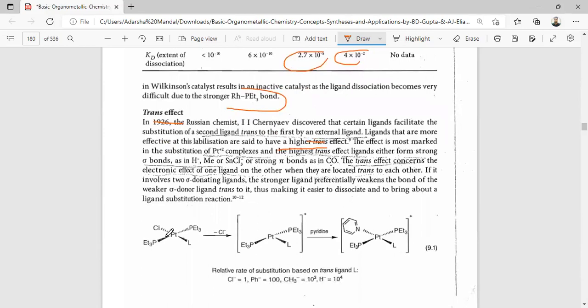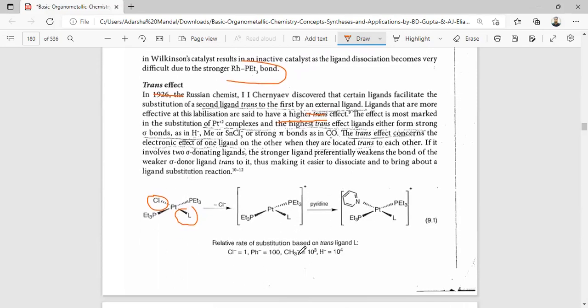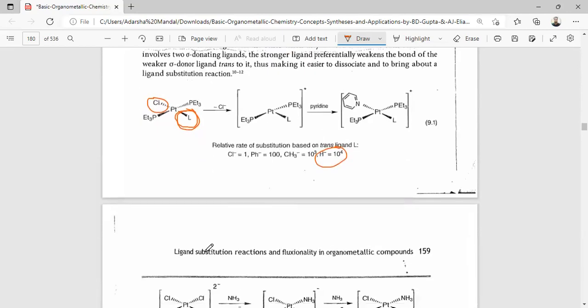So here, this L ligand is trans to the Cl ligand. So here the dissociation of the Cl occurs, and then again the substitution by pyridine. So here the dissociation of Cl depends on the trans effect of the L. When the ligand is H-, which has a higher trans effect, in that case the ligand dissociation is higher.